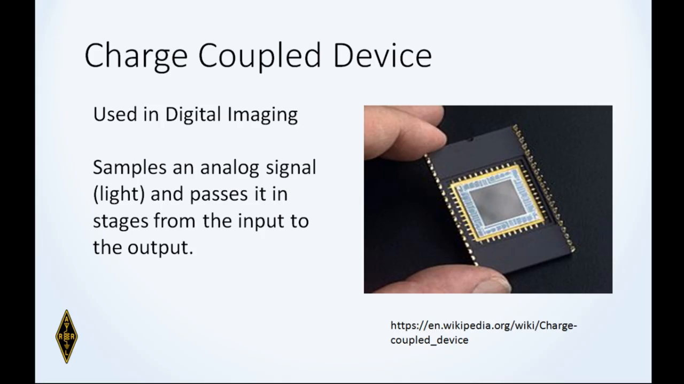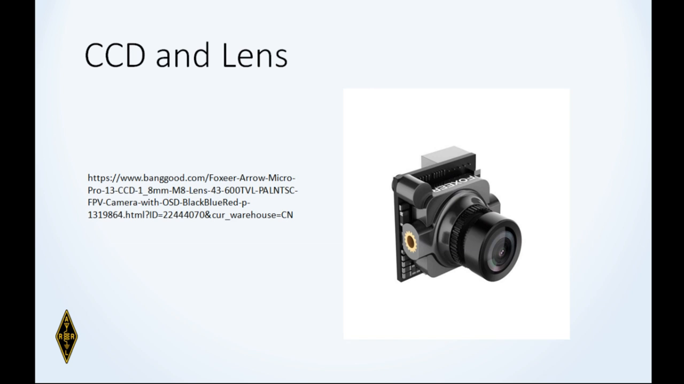Charge coupled devices are used in digital cameras, and they sample the analog signal, light in this case, and pass it in stages from the input to the output of the device. And now, this is from Banggood, here's a lens and a charge coupled device, which you can have output an NTSC or a PAL video signal, $20. The things you can fool around with these days. So that's a charge coupled device. That's what they're useful for.